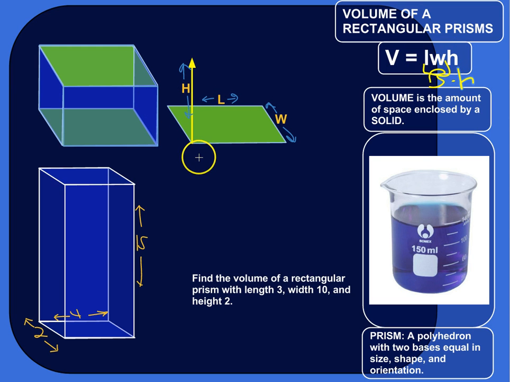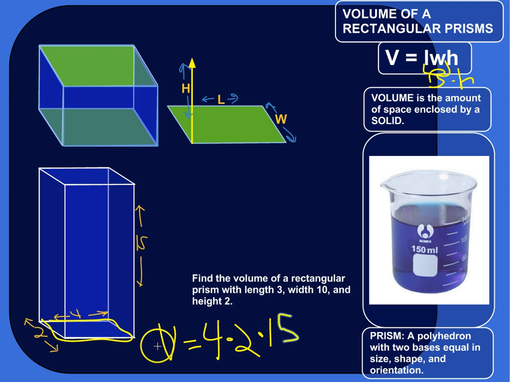So let's try this out on a couple of prisms. I've got one down here where the length of this base is 4 units. I didn't specify what kind of unit, so I'll just call them units. The length is 4 units. The width is 2 units. And the height of the prism is 15 units. So the volume would simply be 4 times 2 times 15 units cubed.